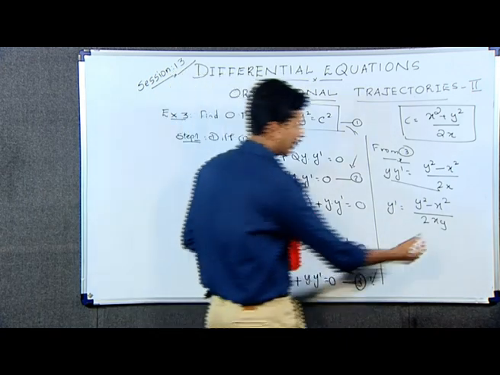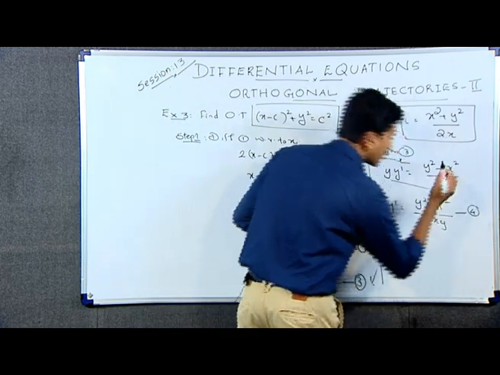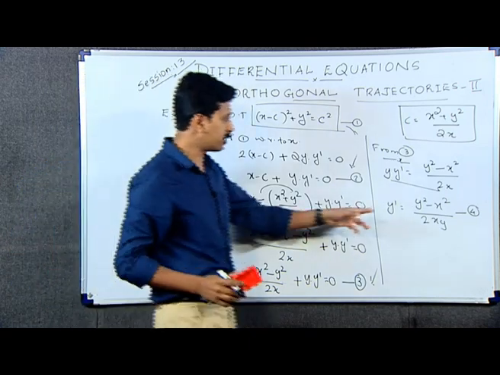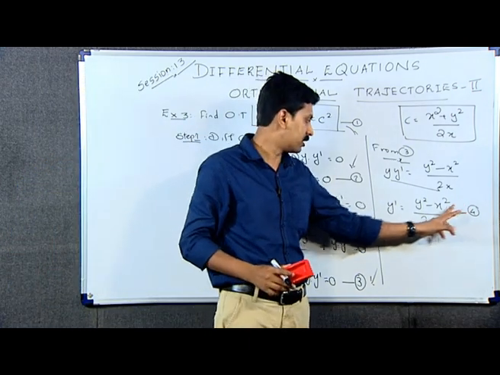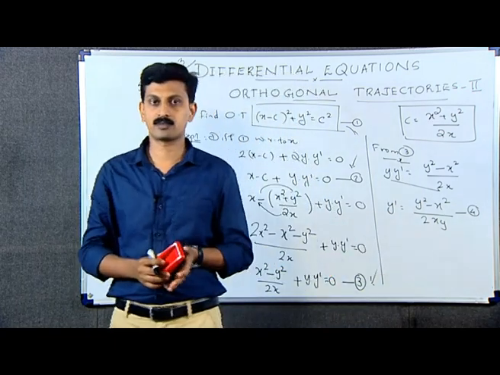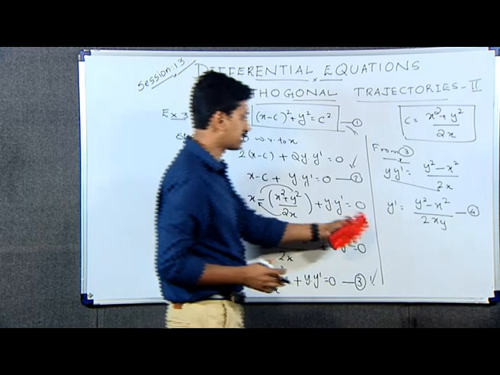And I would like to take this, instead of 3, as equation 4, a differential equation. So y dash is equal to y square minus x square divided by 2xy. Now our step 2 is over. Now we will move to the next step.